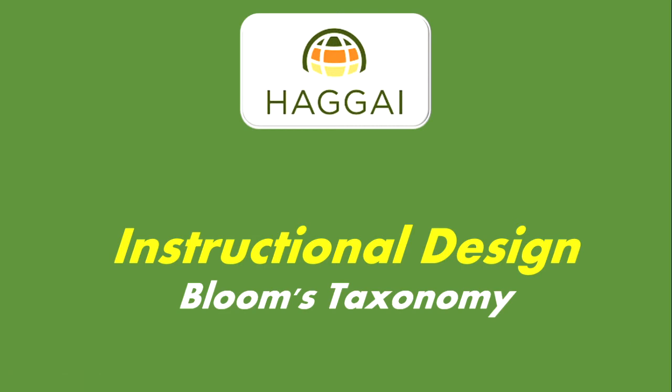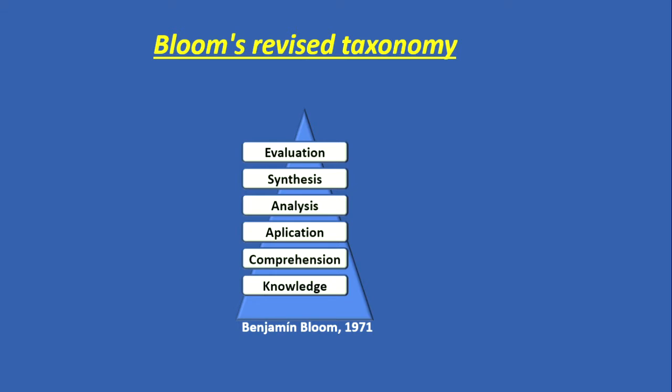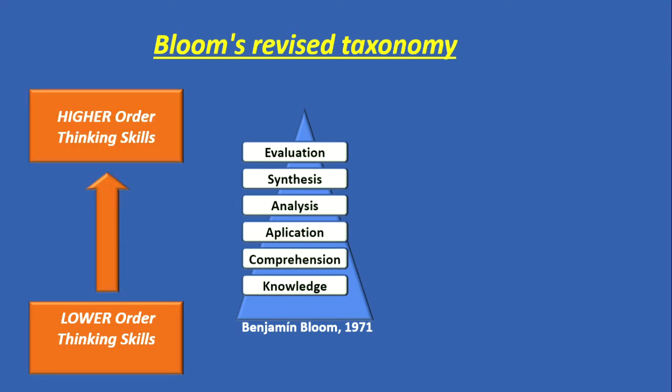Instructional design, Bloom's taxonomy. A taxonomy is a way to organize a system of knowledge, and it serves to understand a process. In this case, Bloom's taxonomy refers to the learning objectives that we can aim to reach during our learning process. In 1971, Benjamin Bloom set these 6 steps or levels of knowledge that could be reached by the learning process. He organized them from lower order thinking skills to higher order thinking skills.